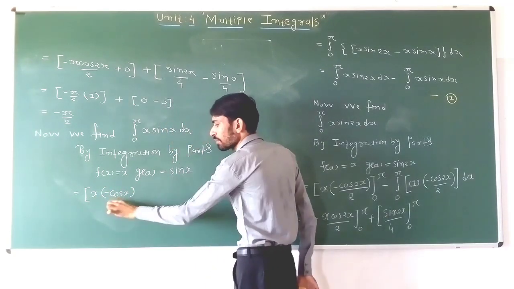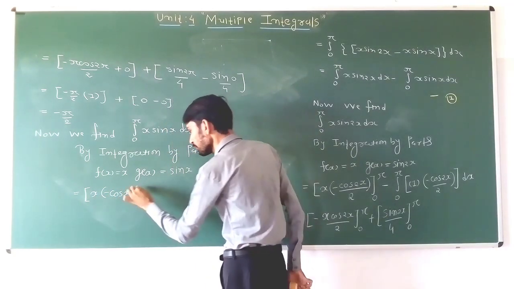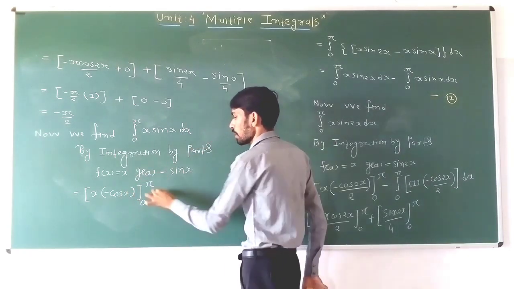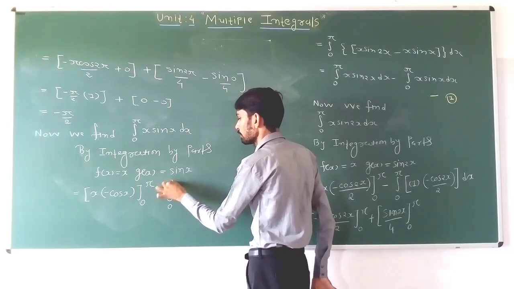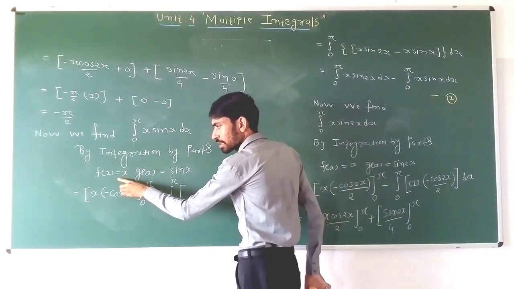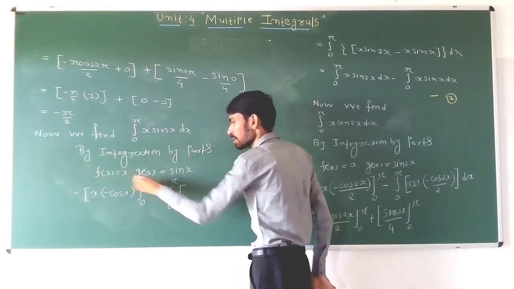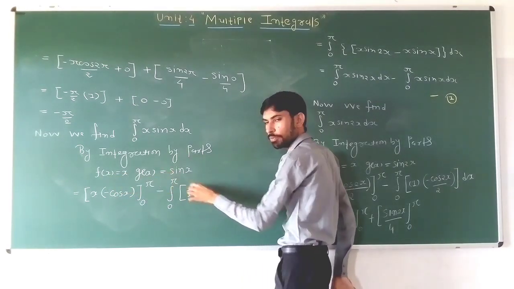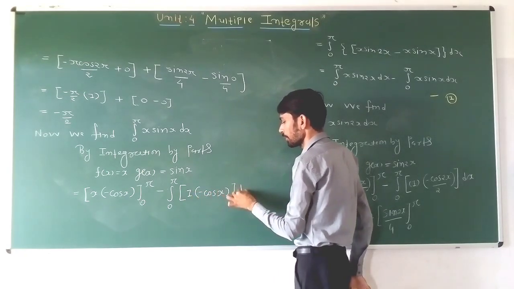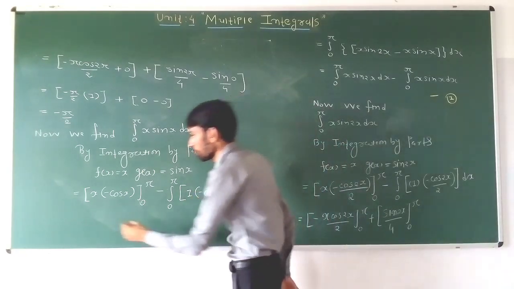And the limit is 0 to pi, minus the integration from 0 to pi. Here the derivative of f of x is 1, and the integration of g of x is minus cos x, into dx.